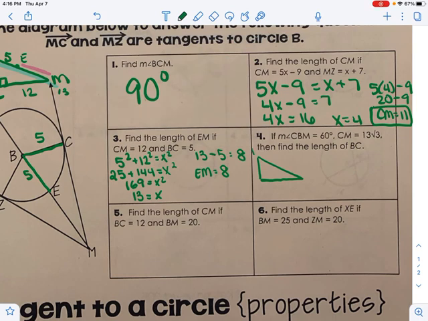So we have BCM. We know the C is at the 90. CBM they're saying is a 60. So this is a special triangle.